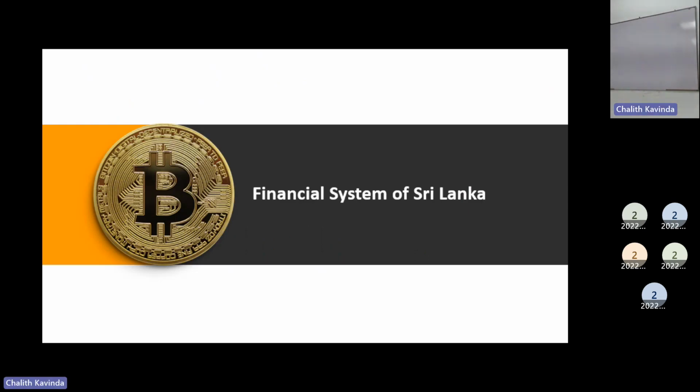Now, to start with, first and foremost, we need to have a proper understanding of what a financial market is. Right? We need to have a proper understanding of what a financial market is. Accordingly, we will start our discussion.